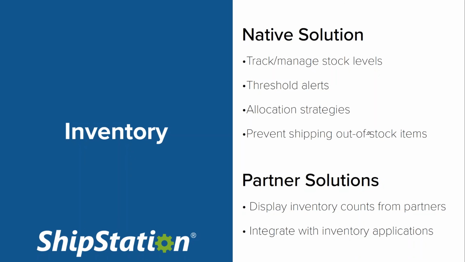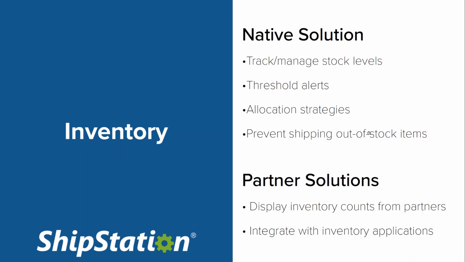There are a few things that it doesn't do though, which I always like to let users know about. The key things that our native solution doesn't help you with: it doesn't send stock counts back to your selling channel. So it's not going to communicate with your Squarespace or Magento or anything for you. It doesn't send purchase orders to vendors. So once you hit that threshold alert, we're not going to send a request to your vendor to go ahead and order more for you.